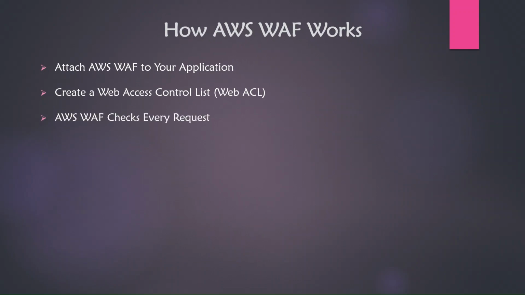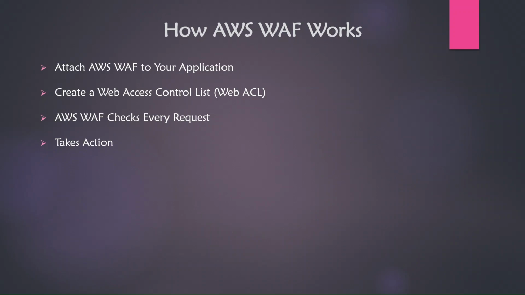AWS WAF checks every request. It looks at parts of the incoming request such as the IP address of the user, the method of the request, for example GET and POST methods, and the content of the request. It compares the request to the rules in the web access control list.